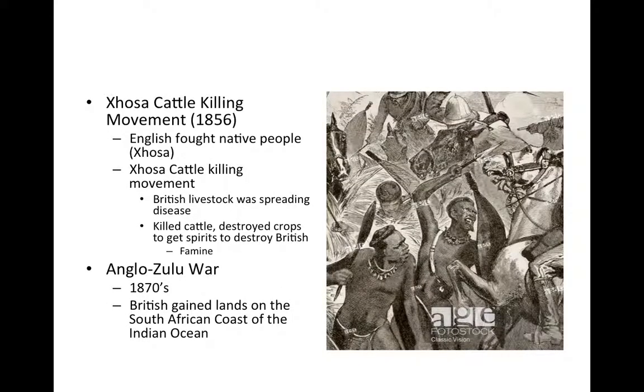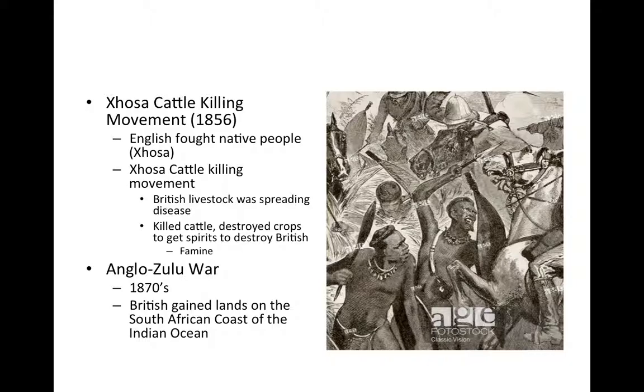The Xhosa cattle killing movement's another great example. The Xhosa people wanted to expel the British in this region of Africa, more southern Africa, in 1856. They were frustrated that British livestock was spreading disease, so they kill the cattle. They destroy crops to get spirits to destroy the British. A very, again, religious, spiritual belief system. But that only resulted in famine. It kind of backfired on them. So that's the Xhosa cattle killing movement.